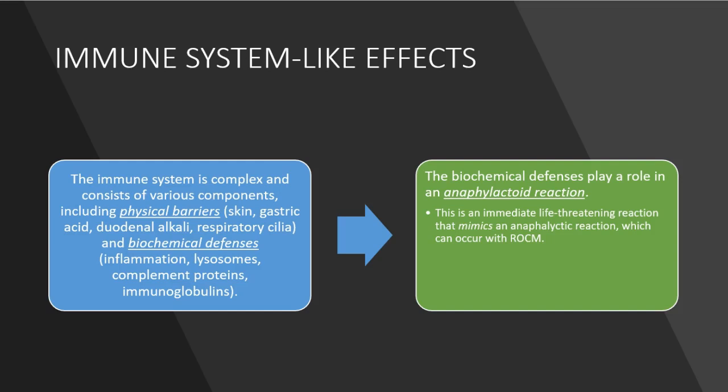All right, immune system effects. The immune system is complex and consists of various components, including physical barriers such as skin, gastric acid, duodenal alkali, respiratory cilia, and biochemical defenses such as inflammation and proteins, immunoglobulins. The biochemical defenses play a role in the anaphylactoid reaction. This is an immediate, life-threatening reaction that mimics an anaphylactic reaction, which can occur with contrast.